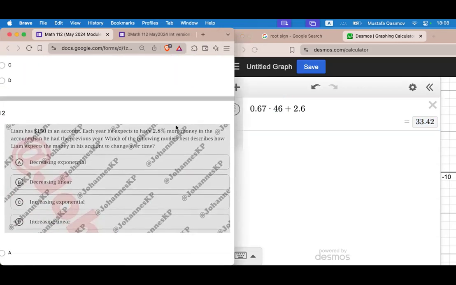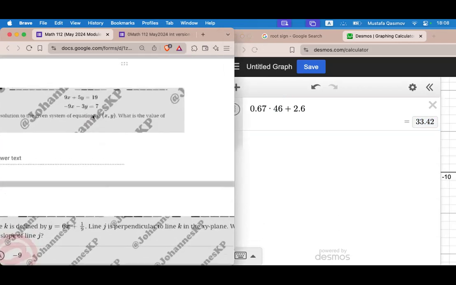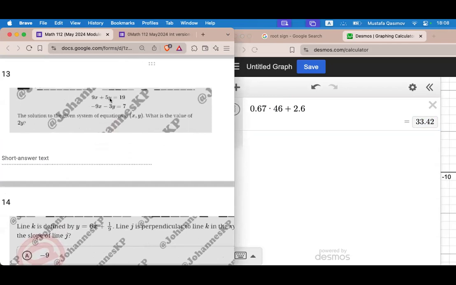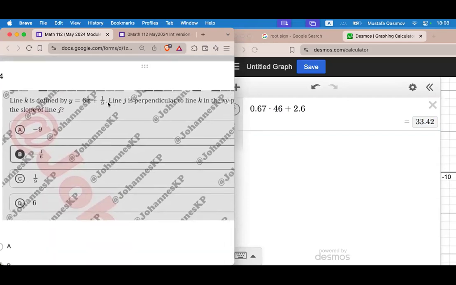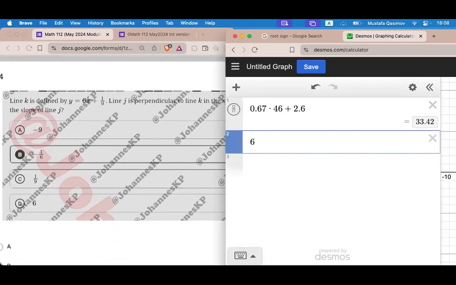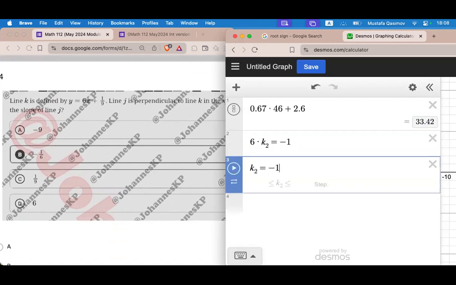Okay. Let's continue. 13. Add it. You will get 2y is equal to 26. This one, perpendicular. If it is perpendicular, you have to find the opposite reciprocal. 6 multiplied by k2 is equal to -1. And k2 is equal to -1/6.